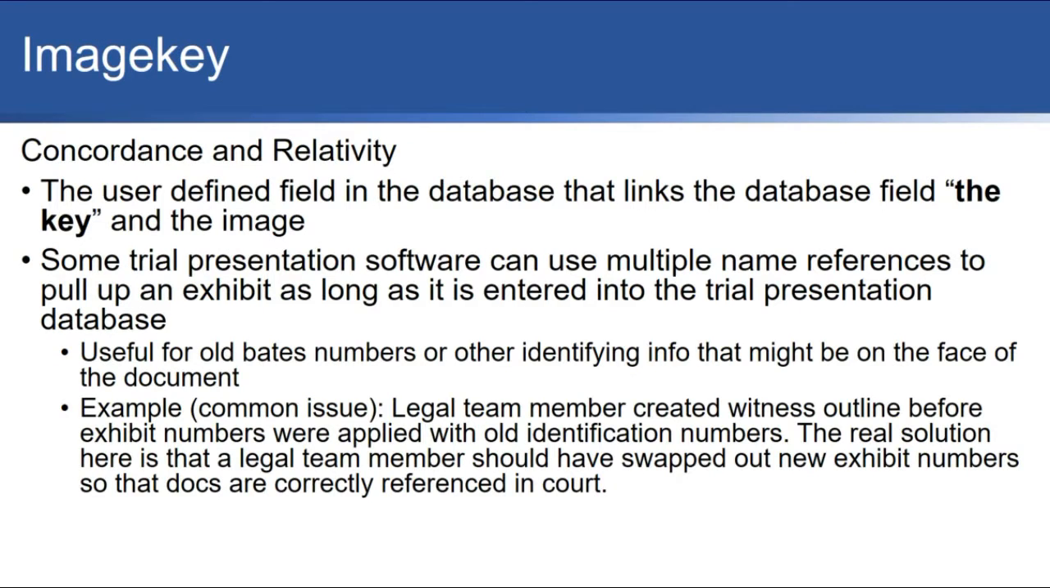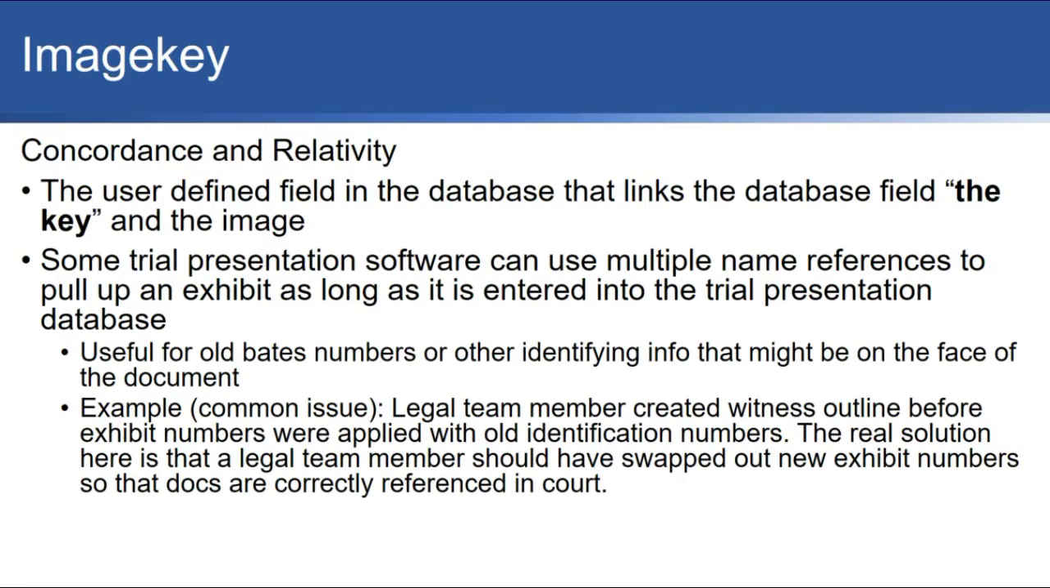The image key. In Concordance and Relativity, the image key is the user-defined field in the database that links the database field, the key, and the image. Some trial presentation software can use multiple name references to pull up an exhibit as long as it is entered into the trial presentation database. This is useful for old Bates numbers or other identifying info that might be on the face of the document, like our example before with branding that I gave.